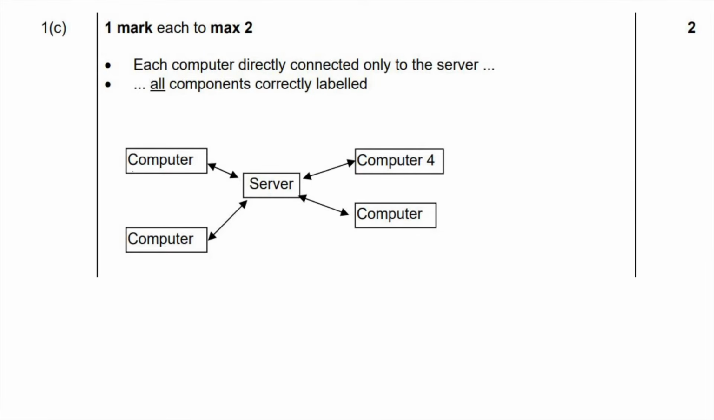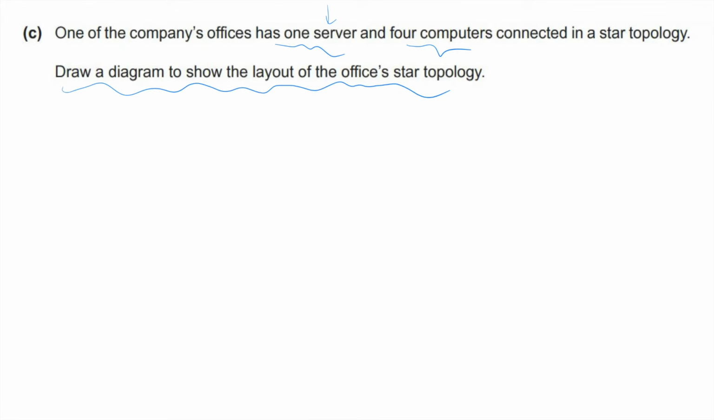So we can see right here, we have the server in the center, and we have each computer connected to that server on its own. They're not connected to each other, they're all each individually connected to the server. Anyways, that's basically a star topology in the context of the A-level exam.